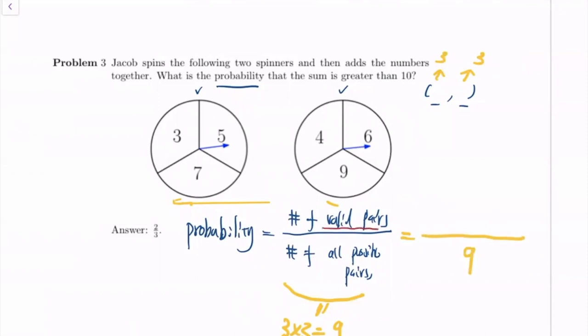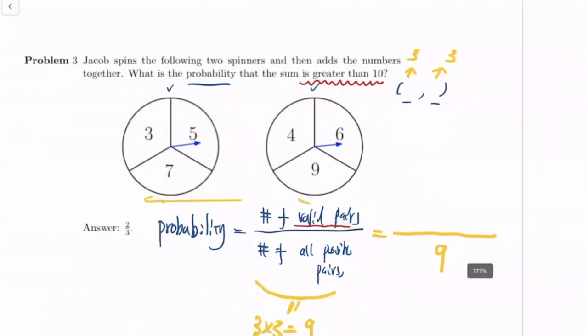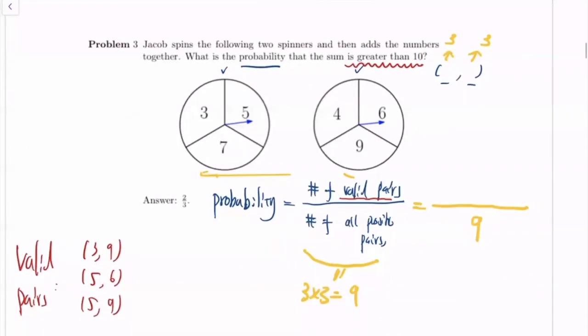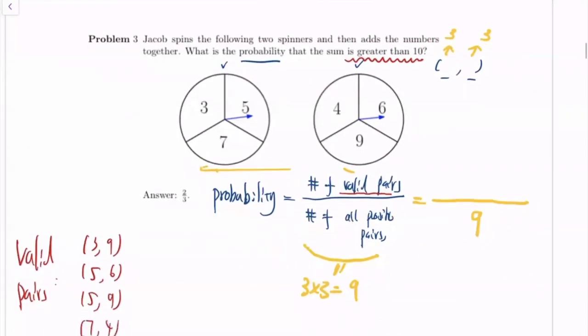Now, what are the valid pairs? The requirement is that the sum is greater than 10. So let's find those valid, or desired, pairs. We can just list them out. We have 3, 9, then 5, 6, 5, 9, and then 7, 4, 7, 6, and 7, 9. So that's all the possible valid pairs, where the sum is greater than 10.